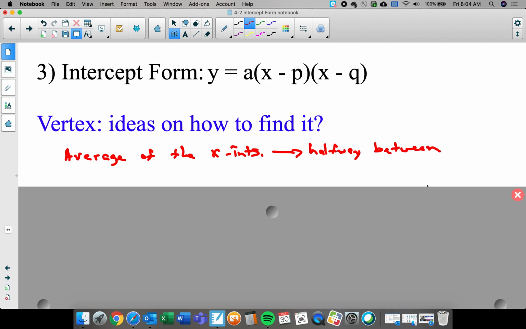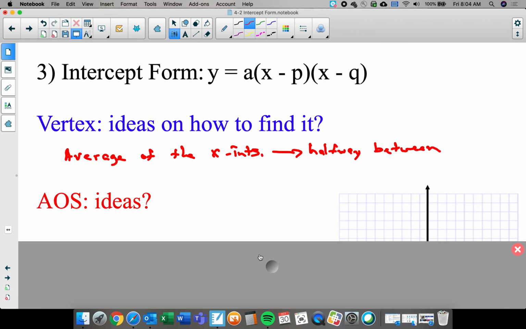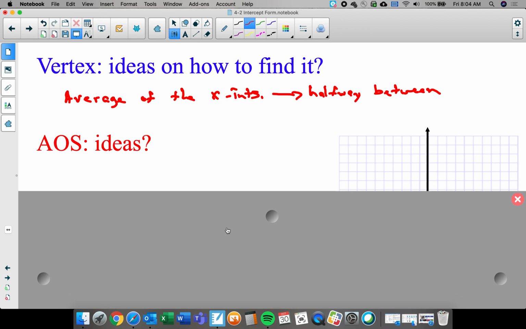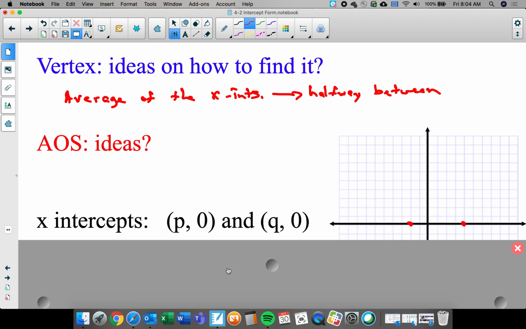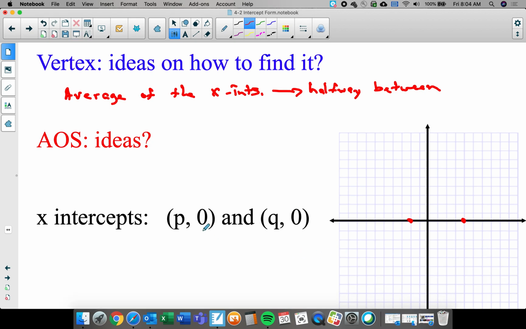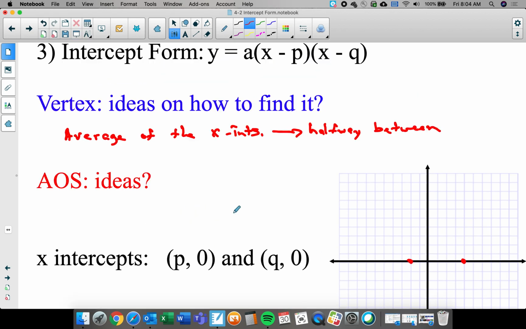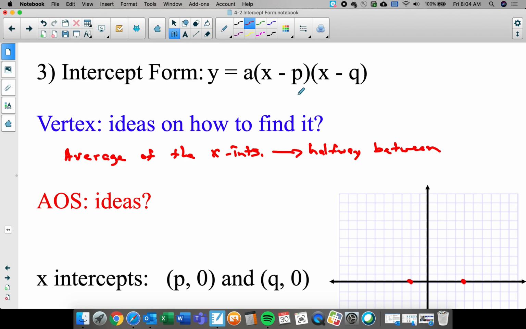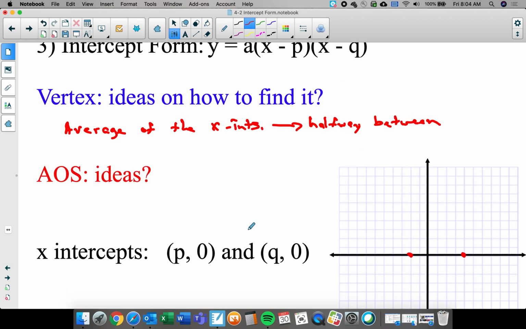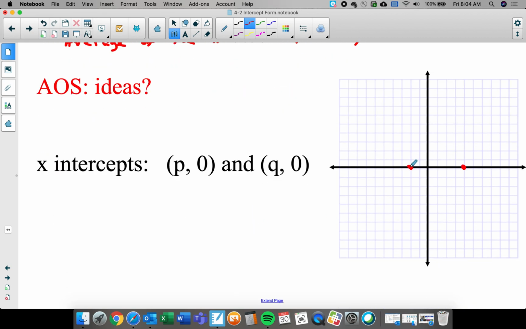Okay, it's halfway between those x-intercepts, and that's because of the symmetry. Axis of symmetry ideas, we've already talked about that. So that means in this case, your x-intercepts would be p comma 0, whatever that value is, and q comma 0. And like we talked about before, there's that idea of symmetry there that we were referring to from the previous slide.